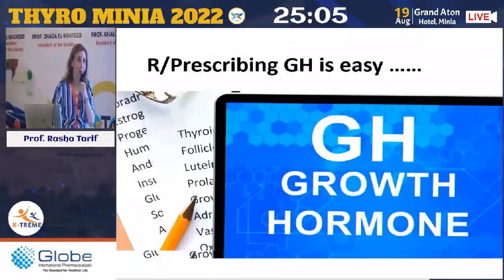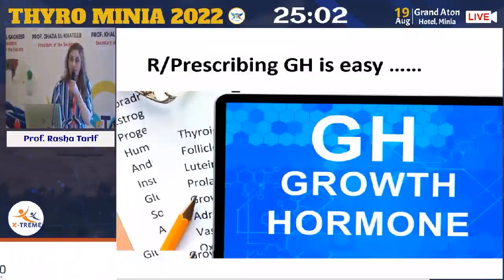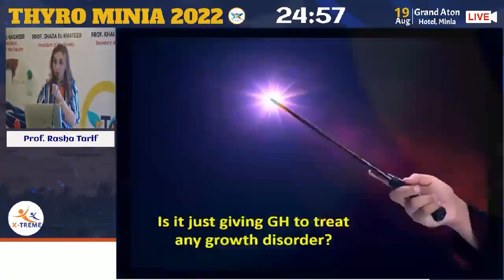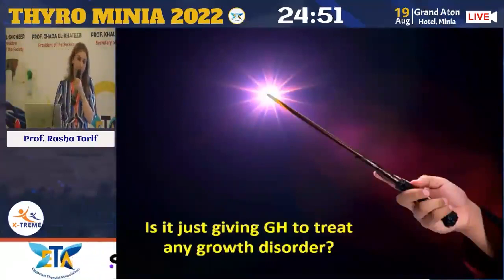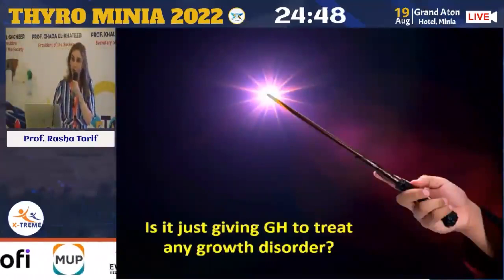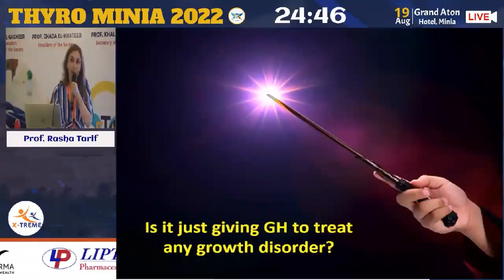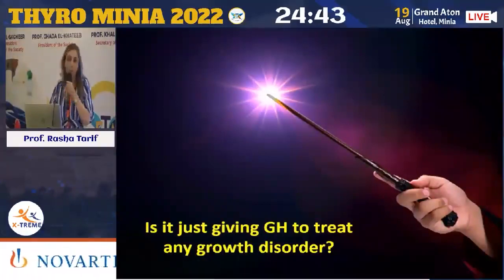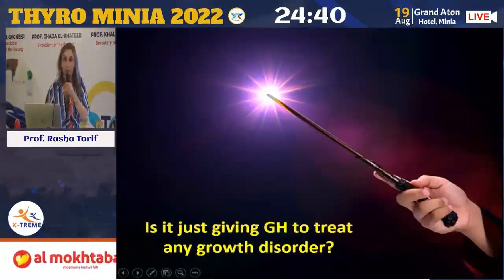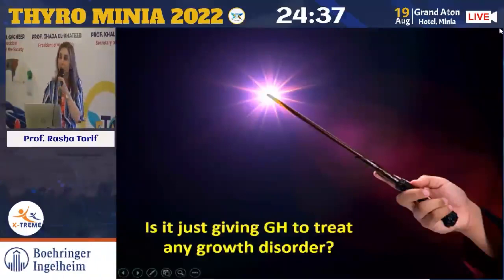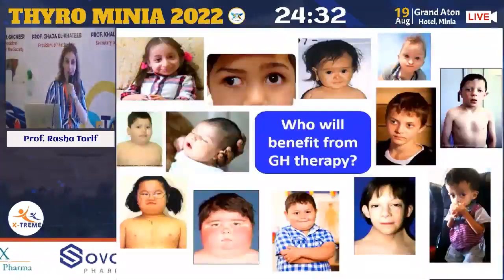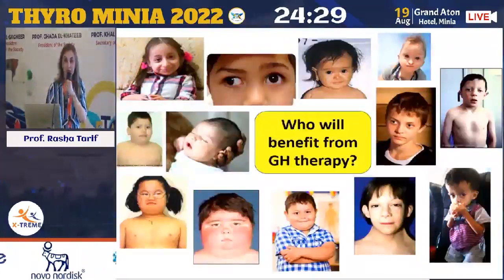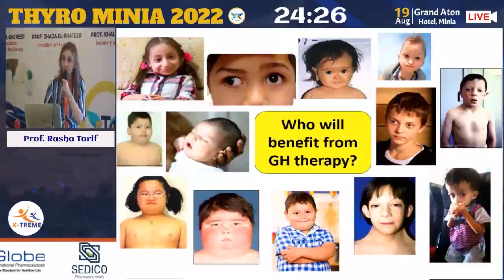So as we all know, prescribing growth hormone is very easy. It's easy for each and every one of us to write down growth hormone for the short child. And the question here, is it just giving growth hormone to treat any growth disorder? Yes or no? Do you think that it's the magical stick that would solve the problem of any short child? Of course not. We have to treat according to the cause. And we have to be very cautious and careful when prescribing growth hormone. So the question here when facing a short child is, who will benefit from growth hormone therapy?